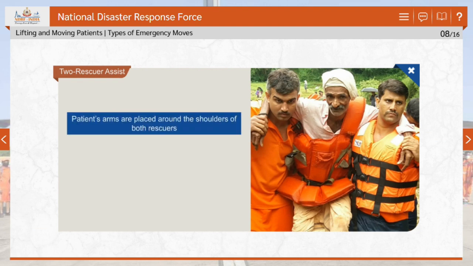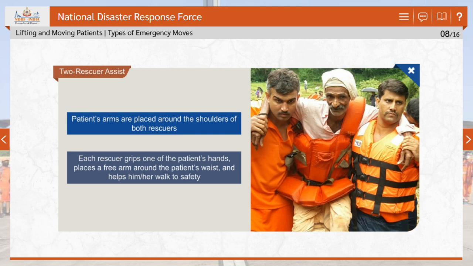Patient's arms are placed around the shoulders of both rescuers. Each rescuer grips one of the patient's hands, places a free arm around the patient's waist, and helps him or her walk to safety.